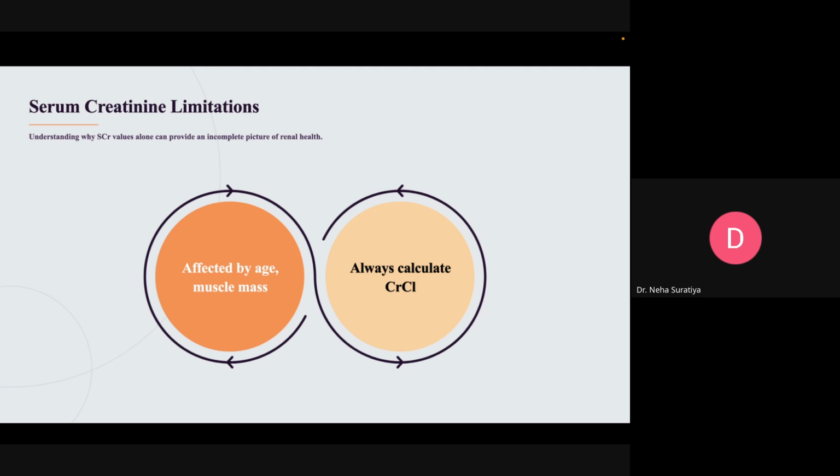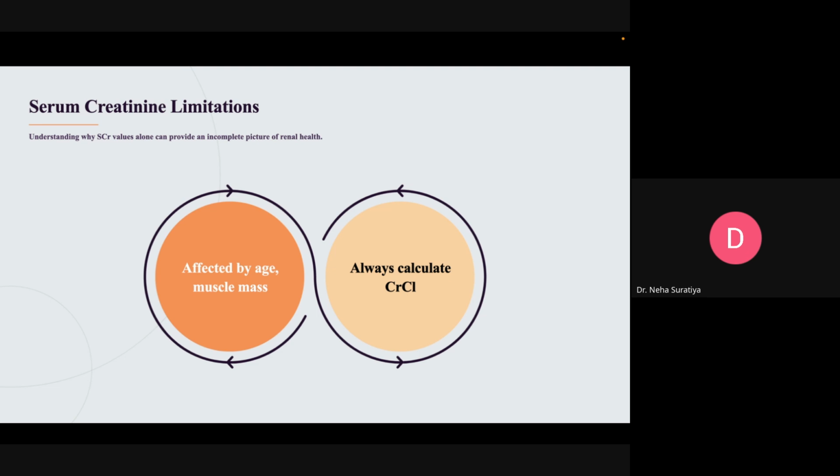For an example, I can give you some example. See this, it is affected by age and muscle mass, it is written, and you need to always calculate creatinine clearance. This is the gold standard for the dose calculation, guys. For that, we have one formula. I will let you know, but just understand one clinical example here.